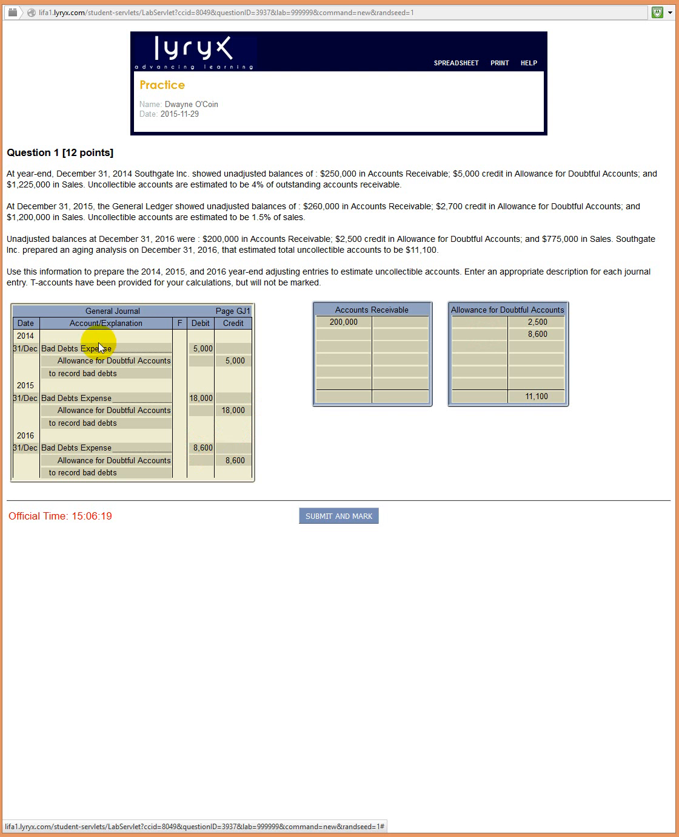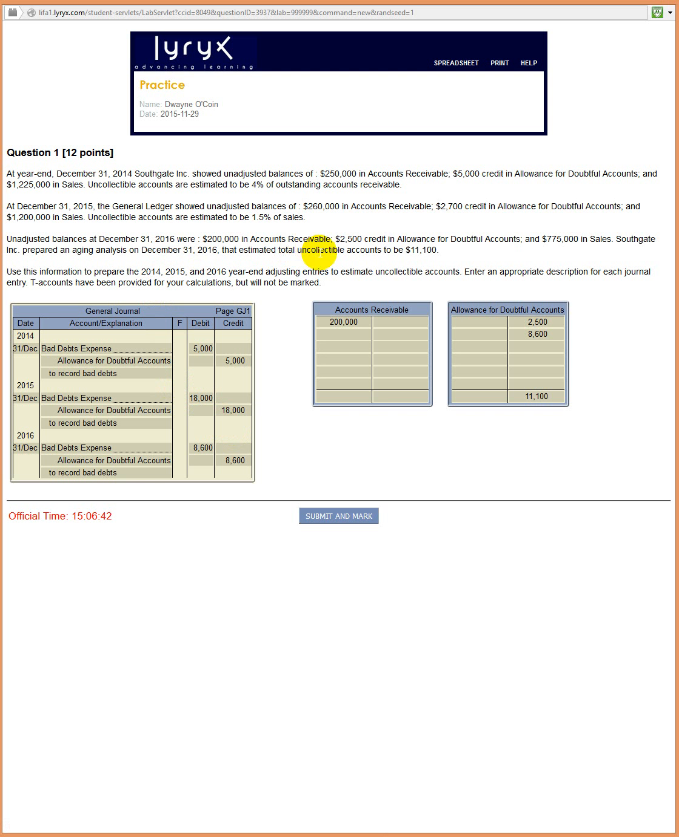So in the first case, we estimated the uncollectible accounts to be 4% of outstanding accounts receivable. That gave us the target allowance. We adjusted in order to hit that target. The next one, we were using sales, so an income statement approach, 1.5% of sales. So we calculated bad debt expense directly, and so the amount of the calculation is shown here.